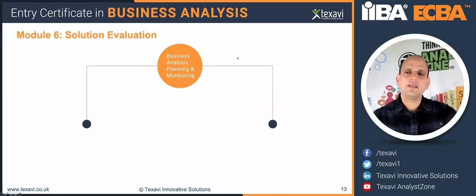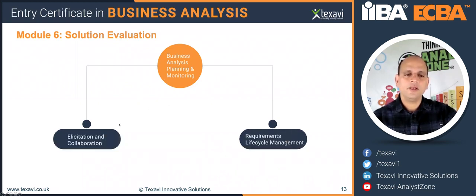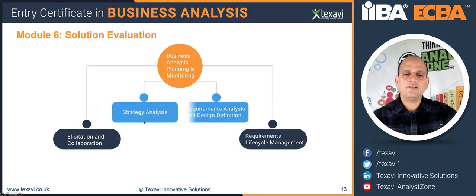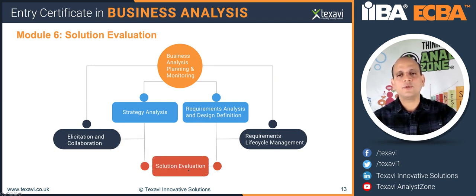So let's have a look at the overall set of knowledge areas within the BA book and see where that would really fall in place. You've got business analysis planning and monitoring, which is connected in many ways to elicitation, collaboration, and also to requirements lifecycle management. Then we had a look at strategy analysis and requirements analysis and design definition. And now we are going to solution evaluation, which is linked to pretty much all of these.